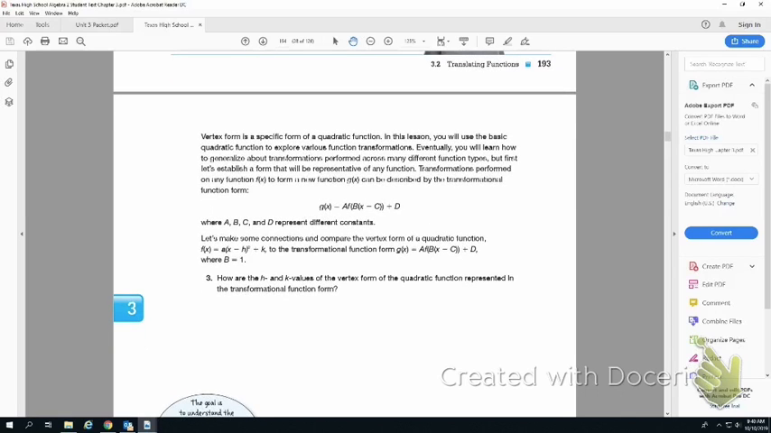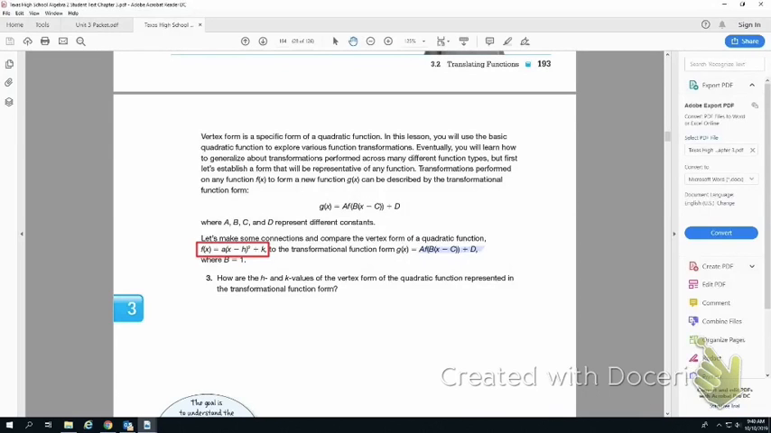Coming down here, this is comparing what is the vertex form to what is kind of the transformational form. So if you look at this, what I have up here in the red box, that is the vertex form. What I have highlighted is the transformational form. And it's kind of what we've looked at. Question 3 says, how are the H and K values of the vertex form represented in the transformational form?